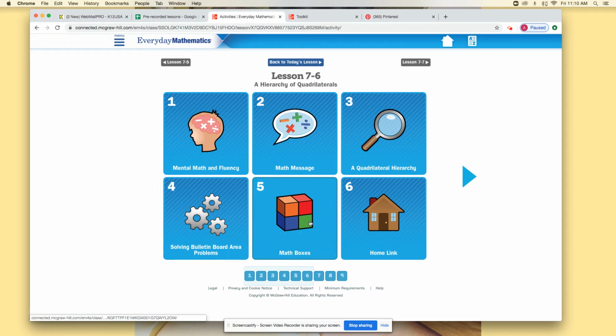When you are done, you could complete your math boxes for activity 5, and there's also the 7-6 home link.